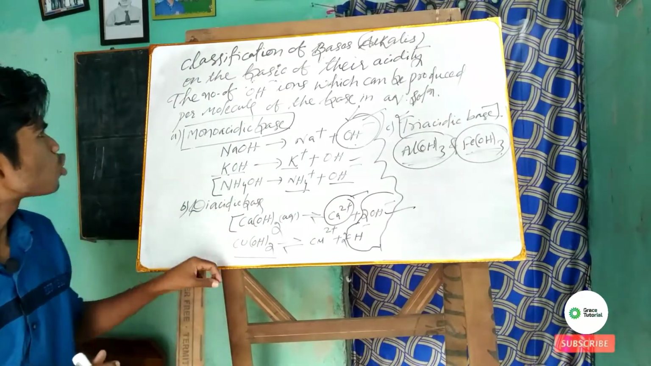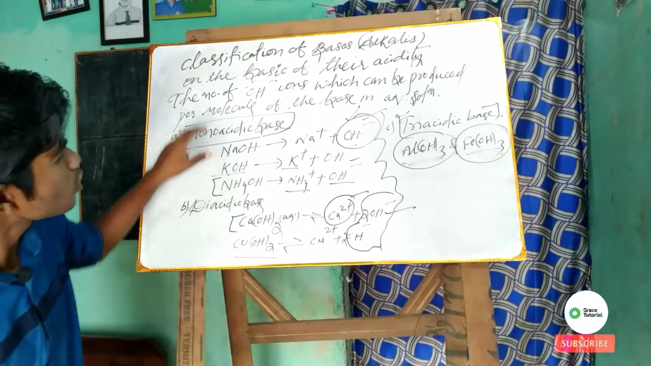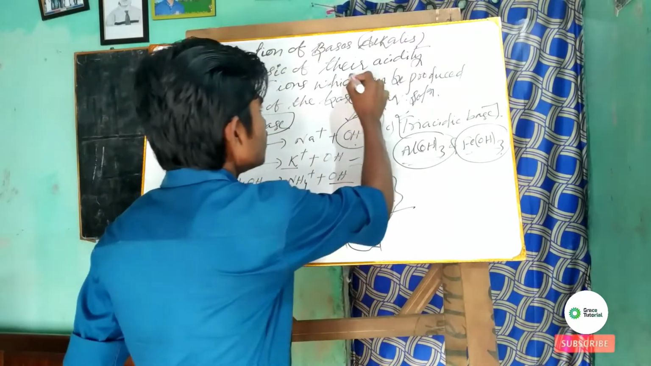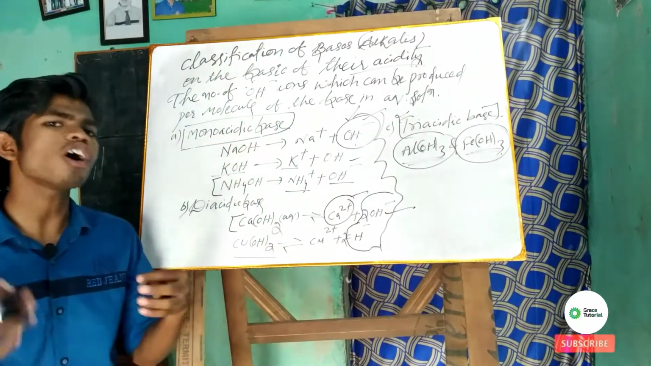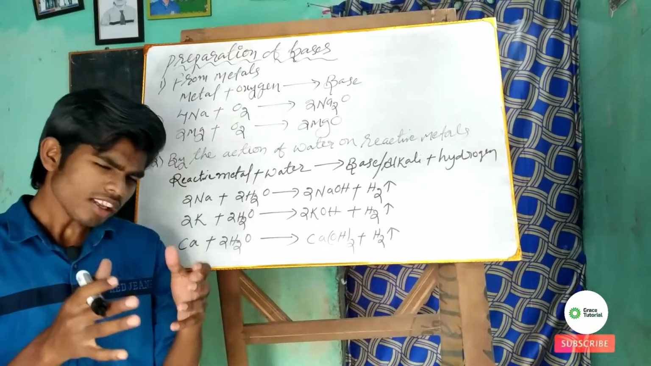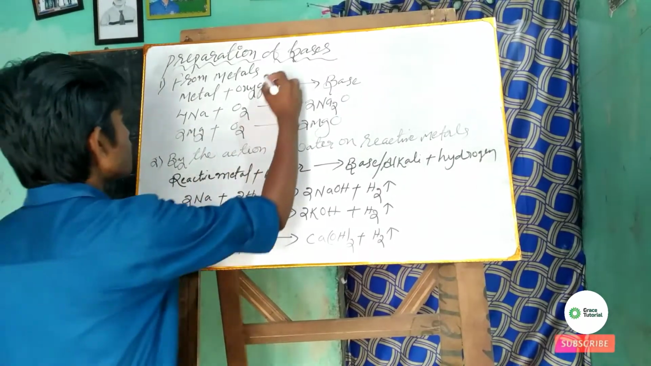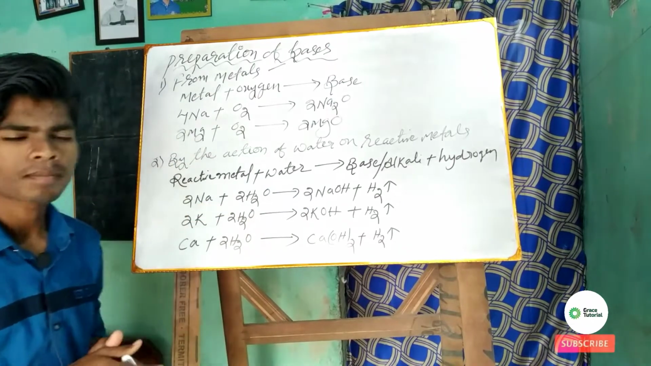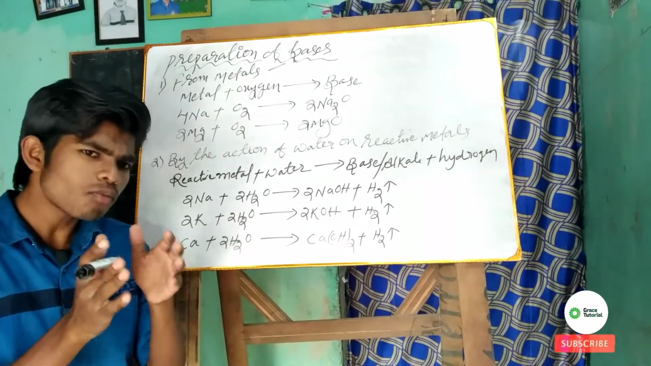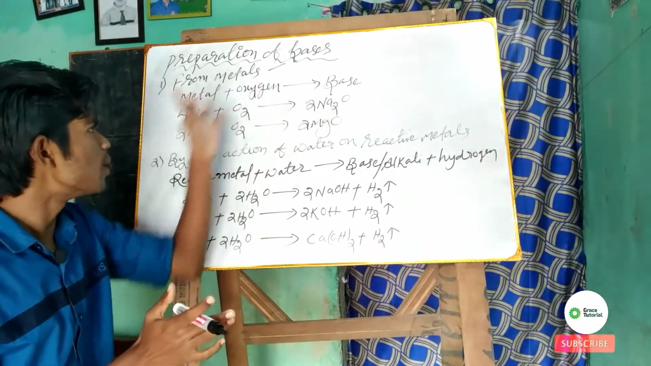So that's all about the classification of bases on the basis of their acidity. Now we will discuss the preparation of bases. If we look at the preparation of the bases, we have the first method, that is from metals. Now, how can we prepare the base from the metal?